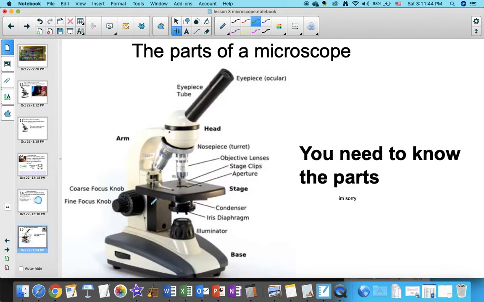So, the parts of the microscope. You need to know the parts of the microscope. It'll come up again and again and again in science, and so knowing it now is good for knowing it later.